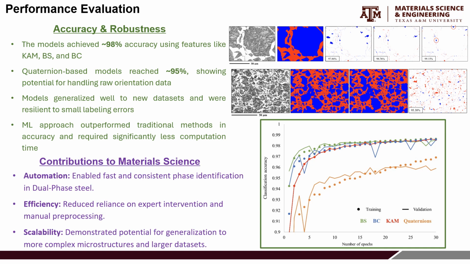So the take-home message from this paper, the basic contribution to materials science, is, number one, that it's automated. Using this UNet framework or architecture, we are able to segregate and differentiate phases with much better accuracy, and it does not require any human labor. It is also much more efficient, so it relies less on humans, expert intervention is not required, nor is pre- and post-processing, and it is scalable.